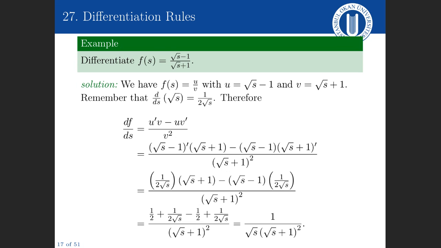Moving on, we can do another example. Differentiate square root of s minus 1 divided by the square root of s plus 1. Again, we have function divided by function. The function on the top is square root of s minus 1, and the function on the bottom is square root of s plus 1. And let me remind you, we've already seen the derivative of the square root of a variable. We've seen earlier in this lesson that this derivative is 1 divided by 2 square root of s.